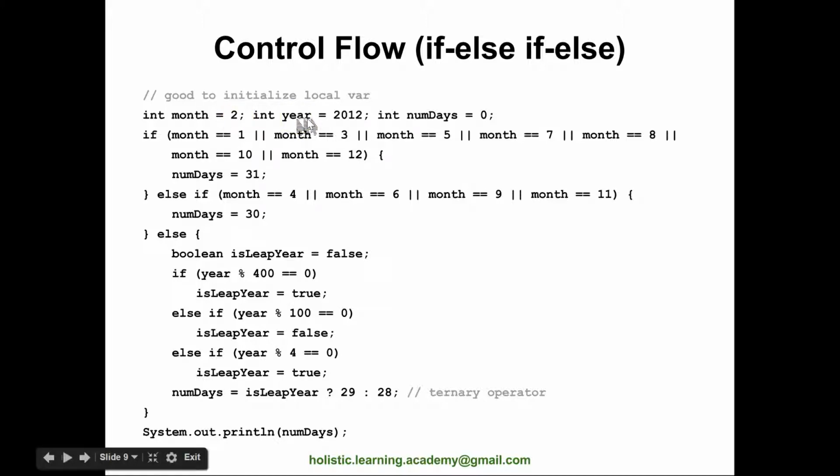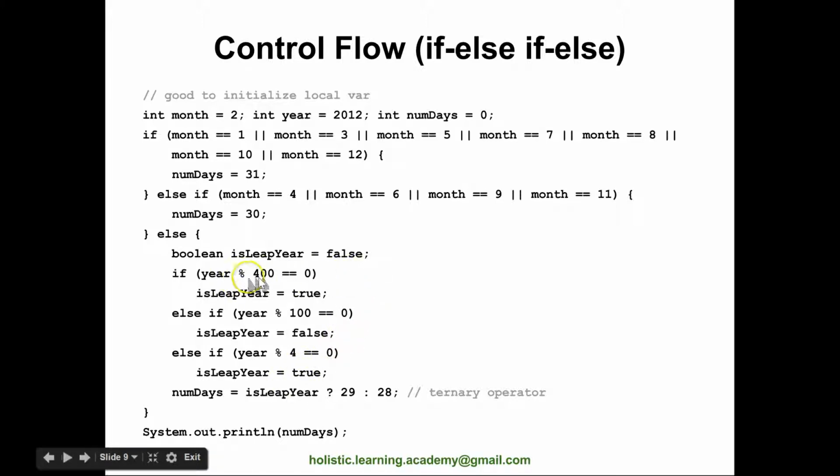So this is a common problem. We know that if the month is January, March, May, July, August, October, or December, then we have 31 days. The other months like April, June, September, and November have 30 days. And then only February, if it's a leap year, there is some logic here that I just looked up online and coded. There is some complicated logic for leap year.